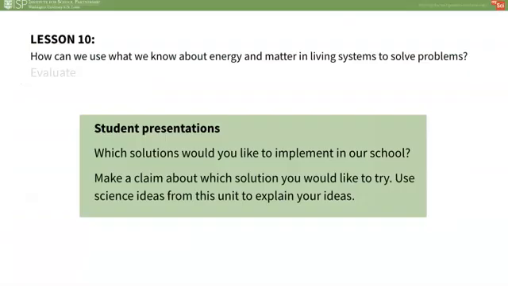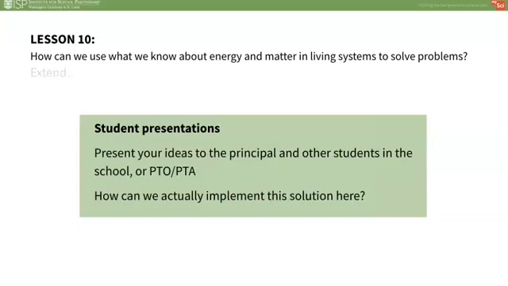In the evaluate portion of this lesson, facilitate a discussion about which solution students would like to implement in their schools. As students make a claim about which solution they would like to implement, make sure that they use science ideas from the unit as well as consider how feasible this solution would be. If possible, guide students as they actually implement their solution in the school for an added extend opportunity.